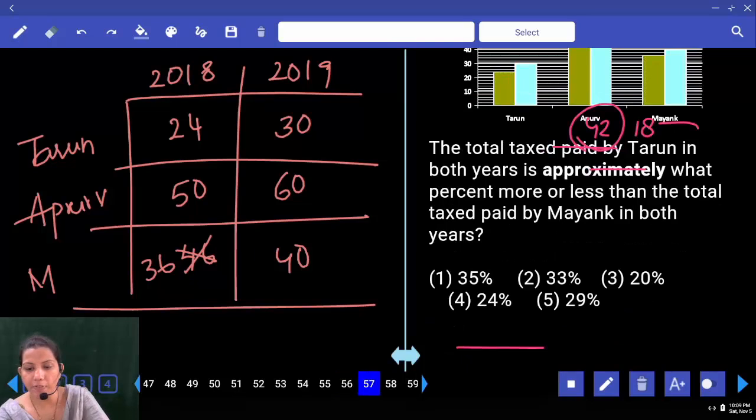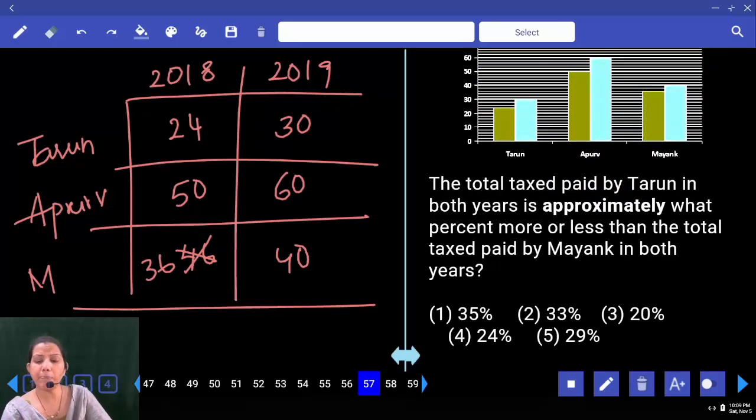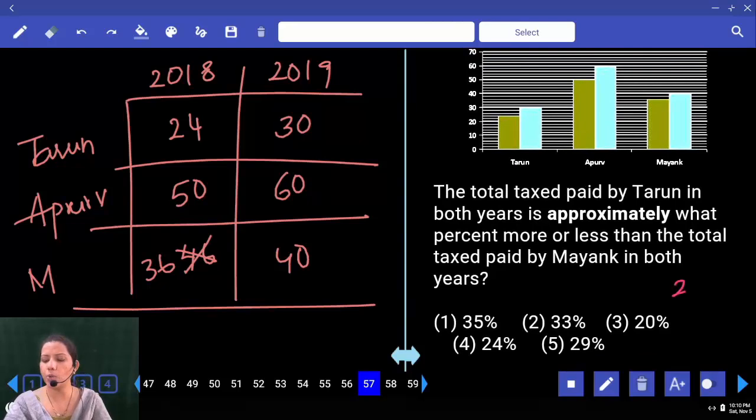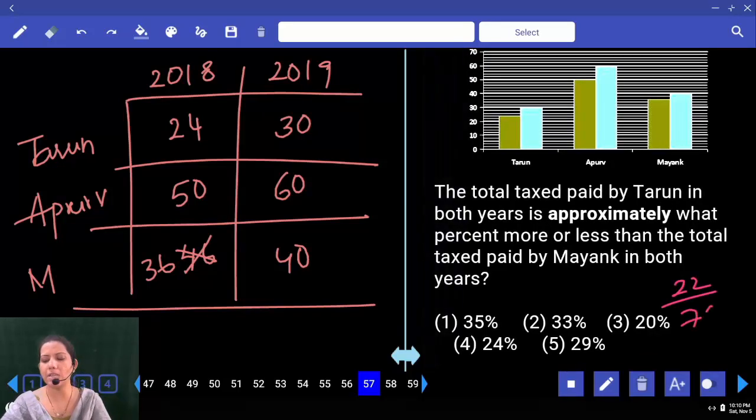Next question number 57. Total tax paid by Tarun in both the years is approximately what percentage more or less than the total tax paid by Mayank in both the years together? Tarun both the years is 54. 54 is what percent more or less than the tax paid by Mayank in both the years value, 76? Compared to 76, 54 is how much less? 22. Numerator value 22 and denominator is equal to 76.